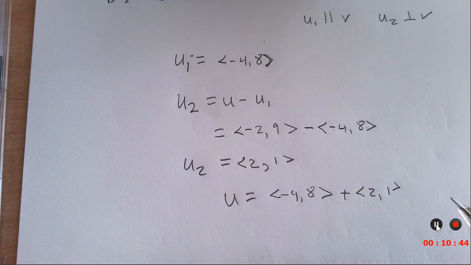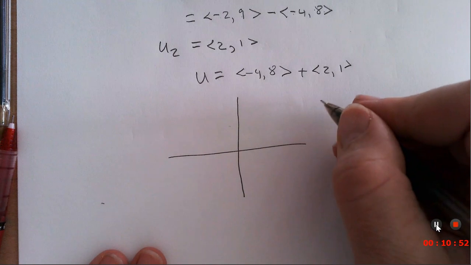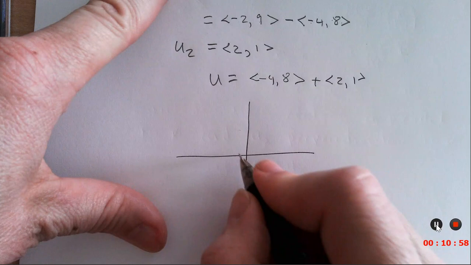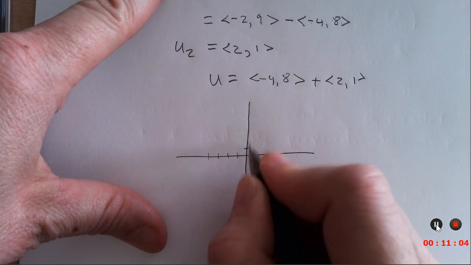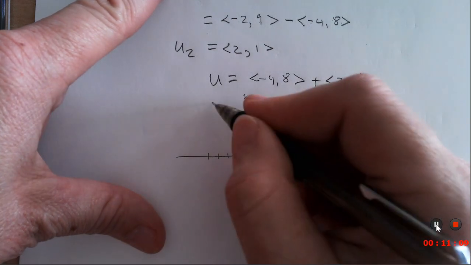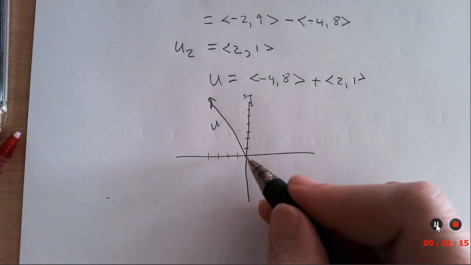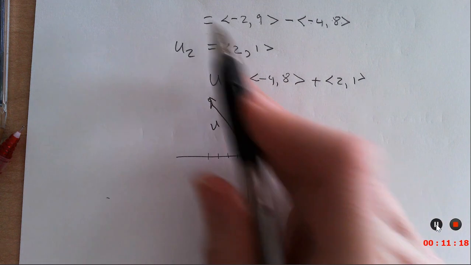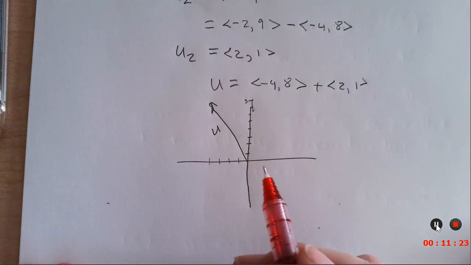Now let's have a look at what we just found here. So let's do a quick little diagram. So if I make a rough sketch. So remember, my original vector u was negative 2, 9. So that's 8. So it looks like this. So that's u if I put the initial point at the origin. And now let's plot u sub 1 and u sub 2 and see if they look like what we expect.